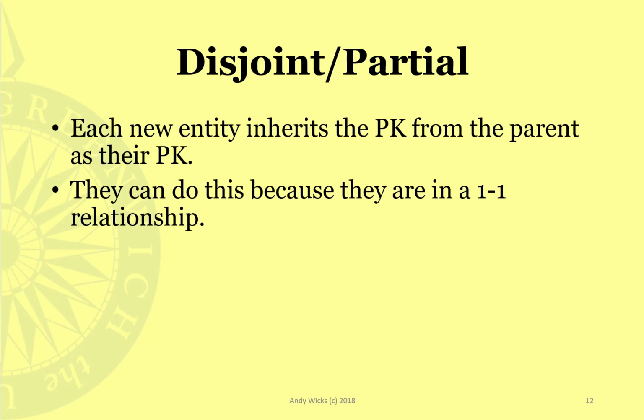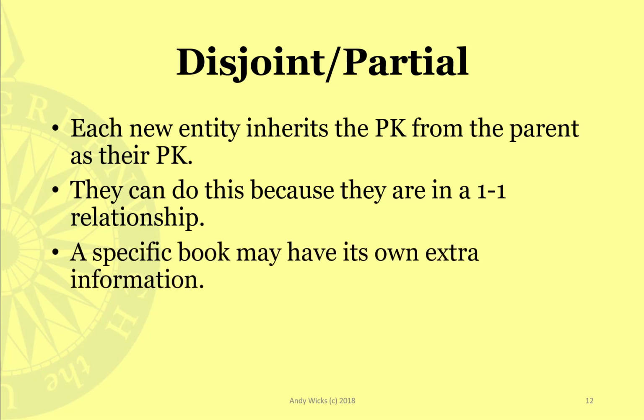If you imagine that you have a book in your hand, that book could be paperback, hardback, comic or magazine, but it is still only the one item. So even if it's a hardback, there's a one-to-one relationship. You can take the primary key from this hardback book and put it in the hardback table as well. For a specific book, it may have its own extra information. If it doesn't have the extra information, it must be a paperback. We will therefore get something like this.